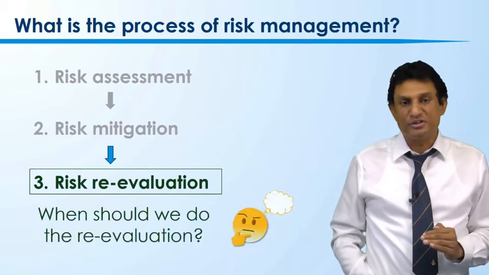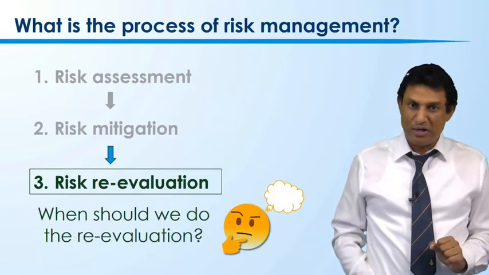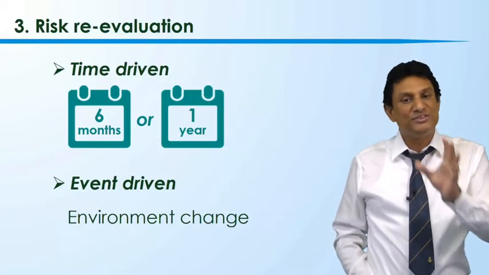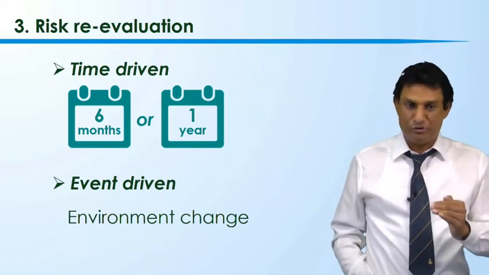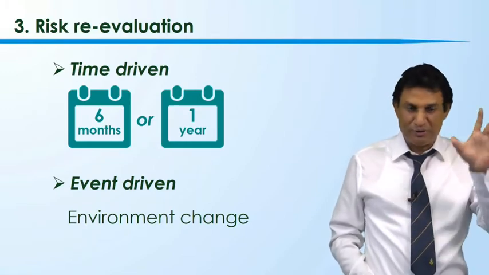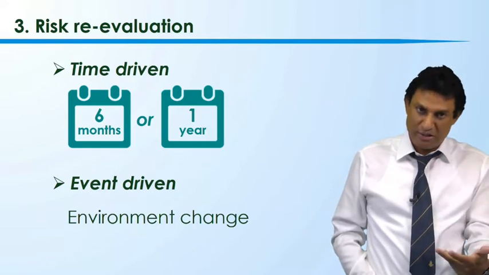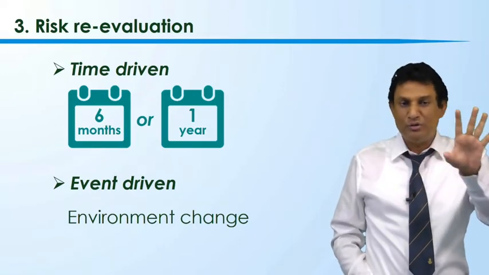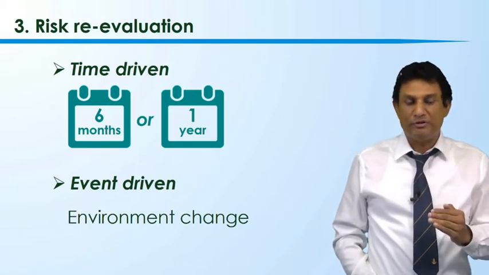So when are we doing risk reevaluation? That's a question that I should ask you guys. Okay, there are 2 different scenarios that we do risk reevaluation that we call time-driven and event-driven. Time-driven means we do it periodically. That means once every 6 months, we do the risk assessment and risk mitigation, or once every year. That's called time-driven. Okay, so there's no external factor whatsoever. We just do it.